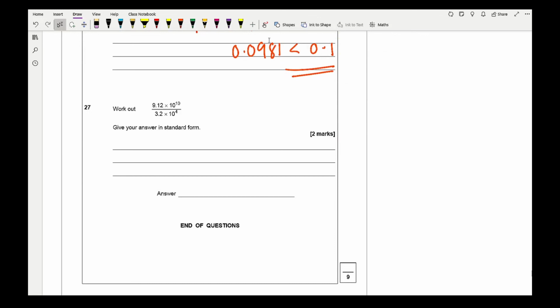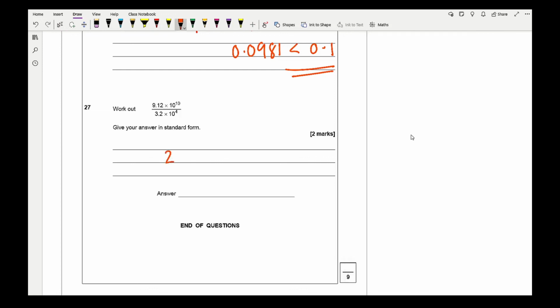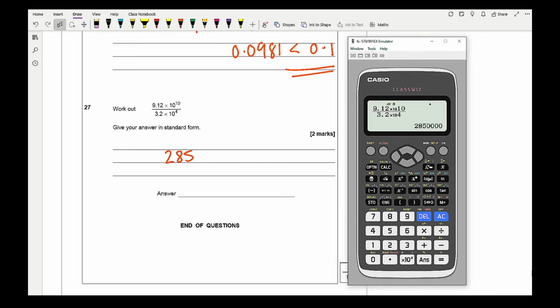And then finally, for the last question, it's a case of entering this using standard form. And again, this is quite a simple question for the last question. So I'm going to set up my fraction. I'm going to type in exactly how it's written on the question. So I've got 9.12, and then use my standard form button, times 10 to the power of 10. Scroll down, I've got 3.2 times 10 to the power of 4. Press equals, and this gives me an answer of 285 and then 4 zeros.